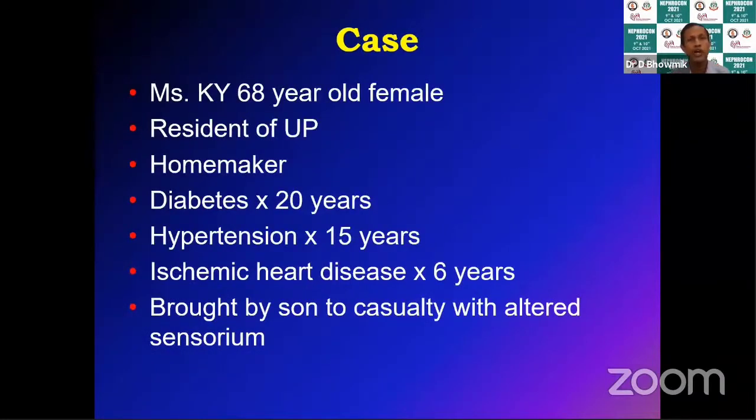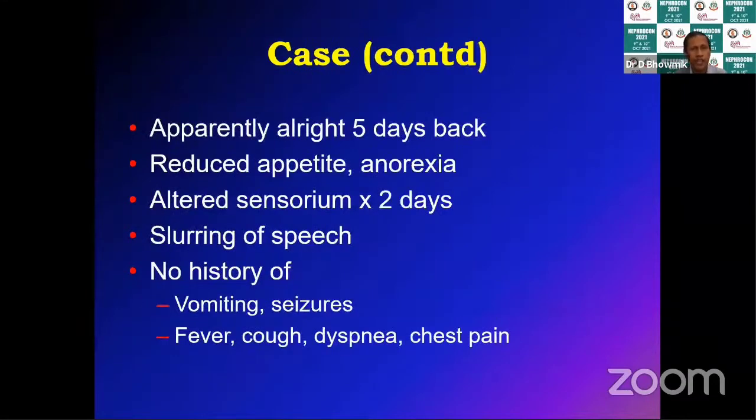Now coming to our index case, this is a 68-year-old female who is a resident of Uttar Pradesh, a homemaker, a long-standing diabetic of 20 years, hypertensive for the last 15 years, with ischemic heart disease for 6 years, and was brought by her son to the casualty with altered sensorium. She was apparently all right 5 days back, but since then had been complaining of reduced appetite and anorexia, and had altered sensorium for 2 days with some slurring of speech. There was no history of vomiting, seizures, fever, cough, dyspnea, or chest pain.